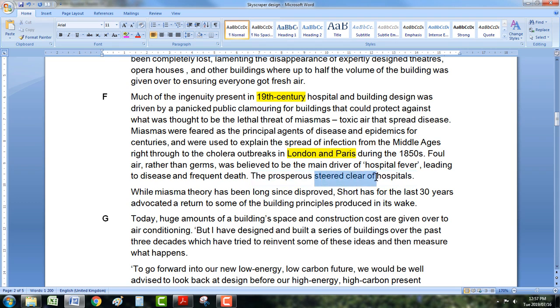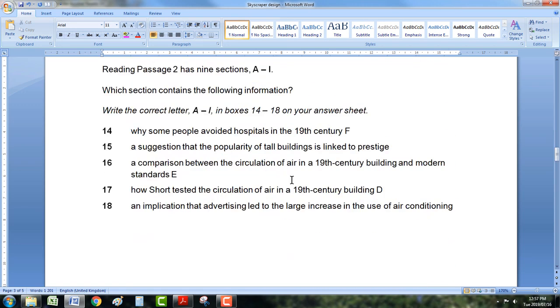To steer clear of means to avoid. Yes, I know, difficult vocabulary. But at this stage, you're getting short on time. It would have been a good guess just to go for F. But anyway, yes, it is F. That's the sentence over there. You needed to find something about people avoiding hospitals. So that's F. Right, and then now we're on to the most difficult questions.